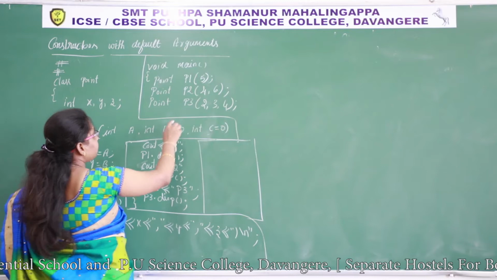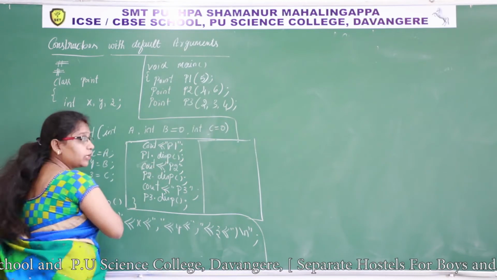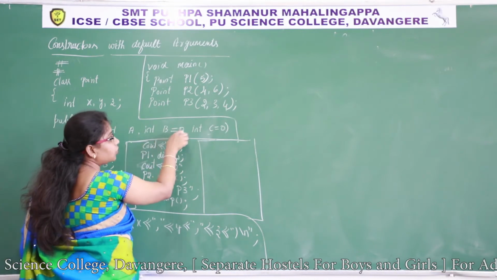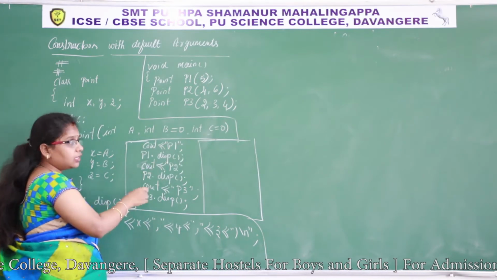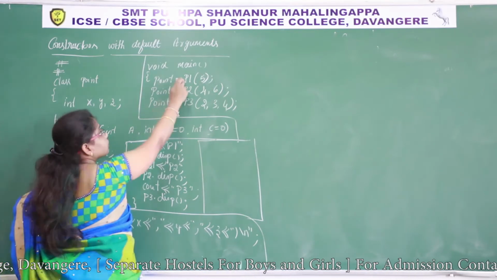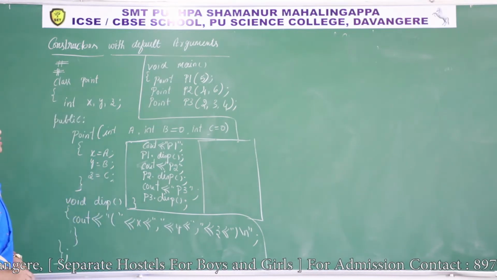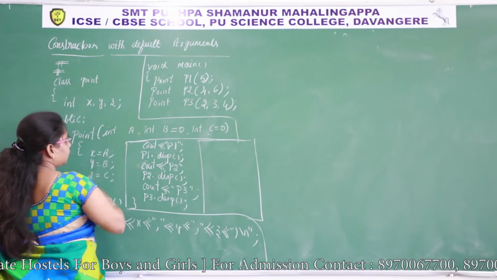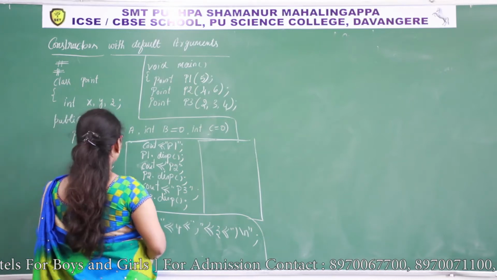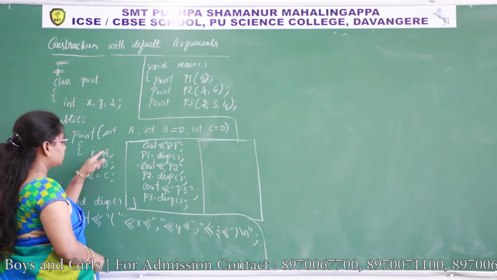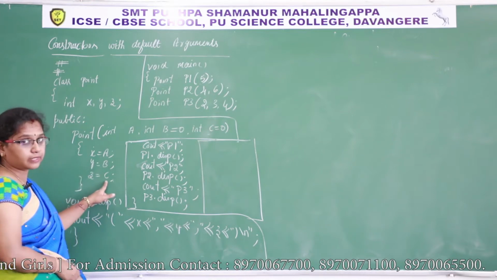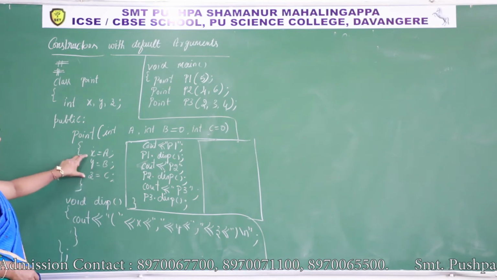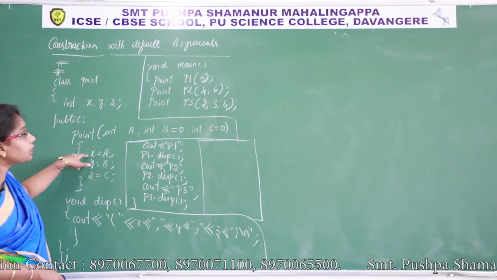Though we are passing one argument and there is no one-argument parameterized constructor, we used a constructor with default arguments. Then this constructor will execute for this invoke. This is an implicit call. Then what happens? The 5 goes to a, so x is 5, y is 0, z is also 0. These values will be assigned to the data members x, y, z of the p1 object.